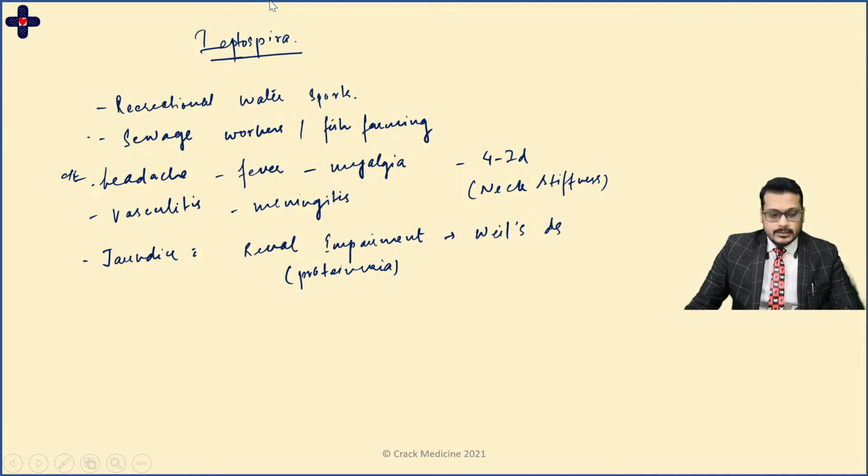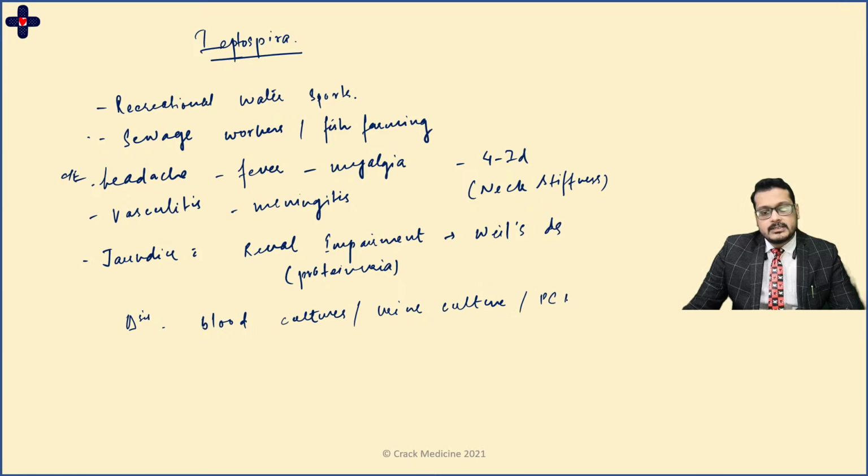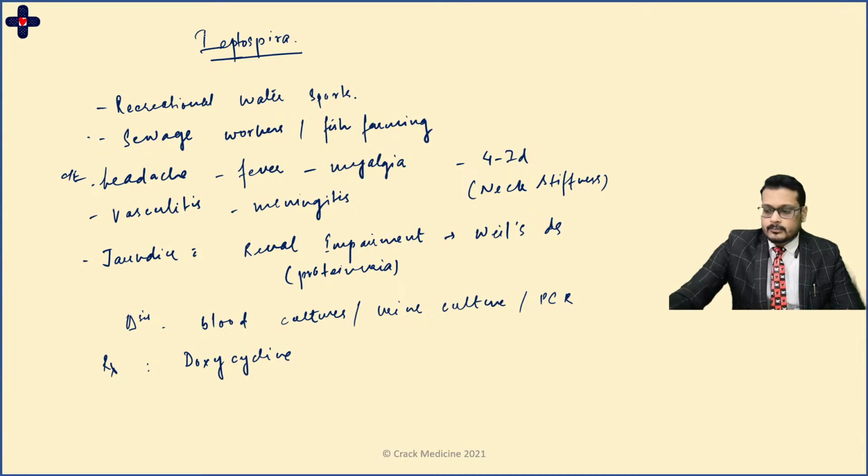Now, how will you diagnose the condition? The diagnosis is via blood cultures. You can also have urine culture, and you can perform a PCR serology. Treatment is via doxycycline. Usually the treatment is 100 mg doxycycline BD for 7 to 14 days, and that's how it goes on.